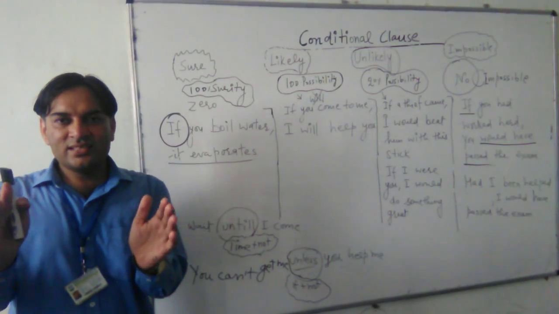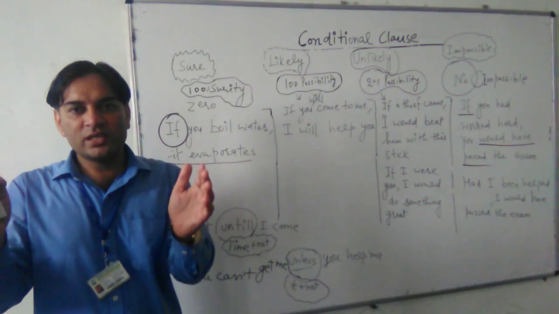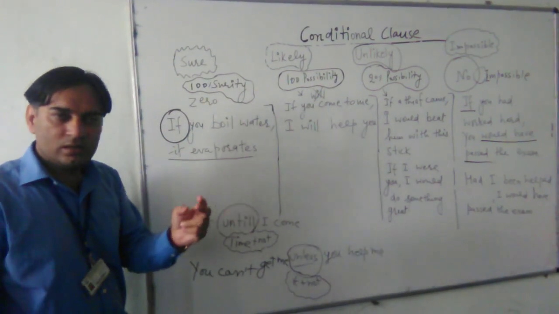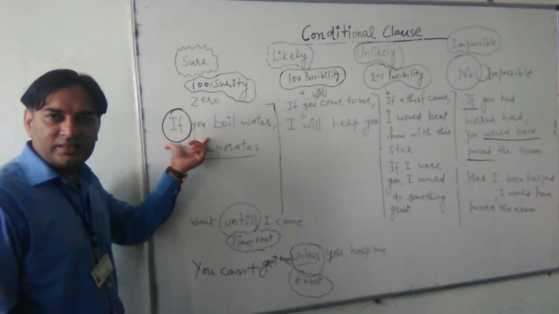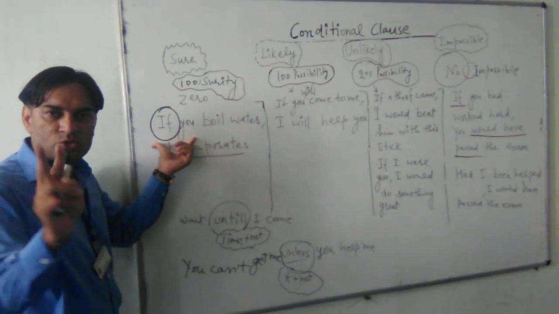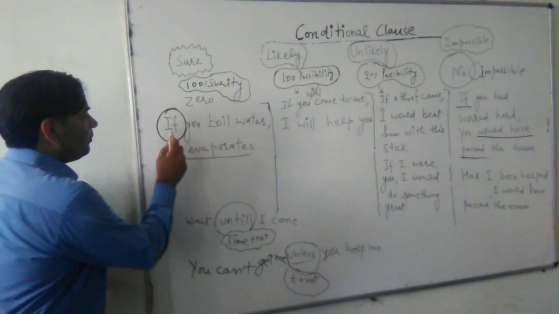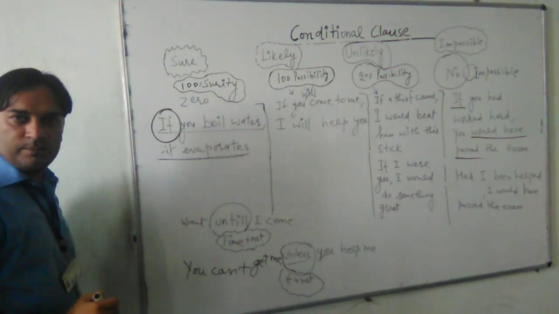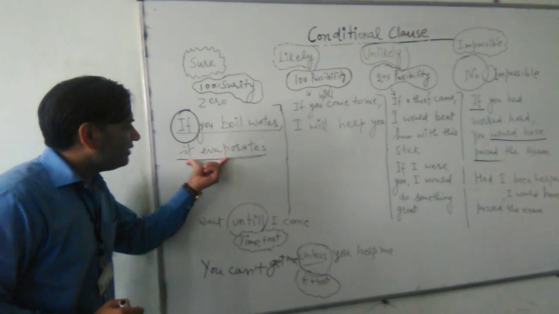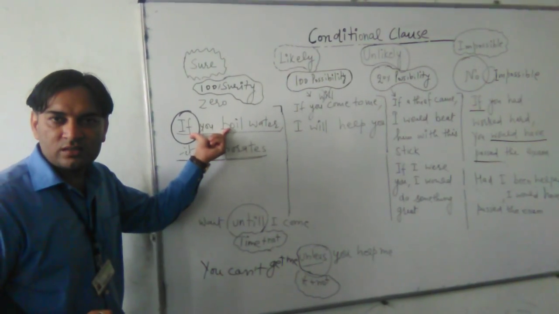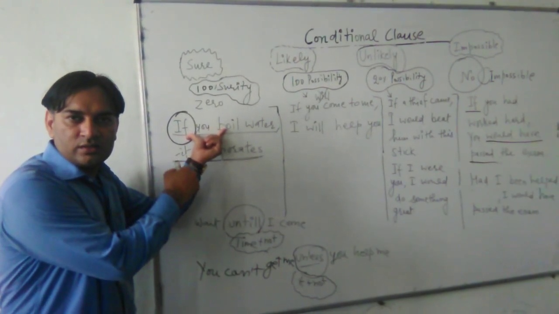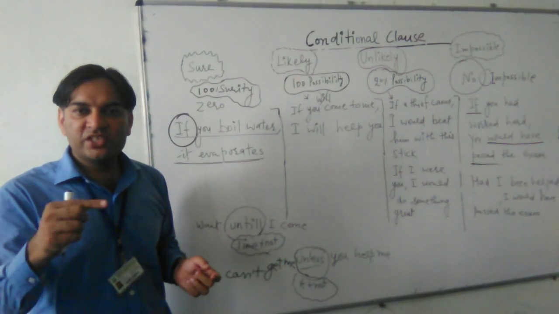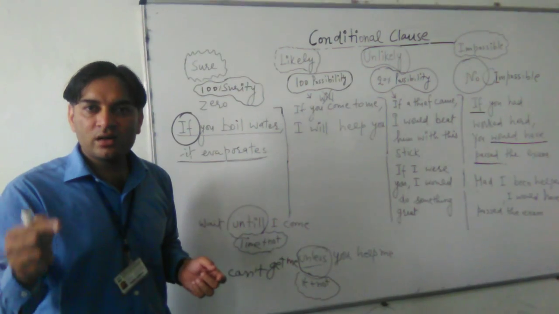The if part decides alone, in a sentence which is comprised of two parts. For example, this is a complete sentence and it's got two parts. This is called the if part, if you boil water, and this is the main part. The meaning of this part depends on this part. This is called the conditional part. Okay? So how to use conditional parts? How do they change meanings in the main parts?